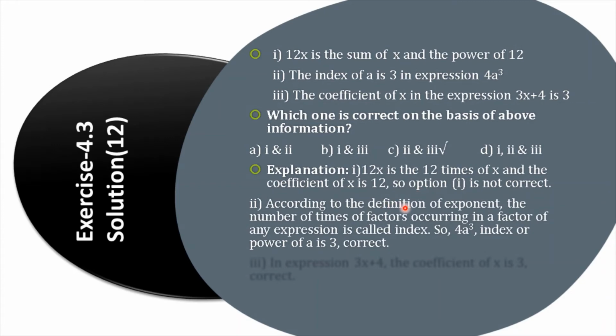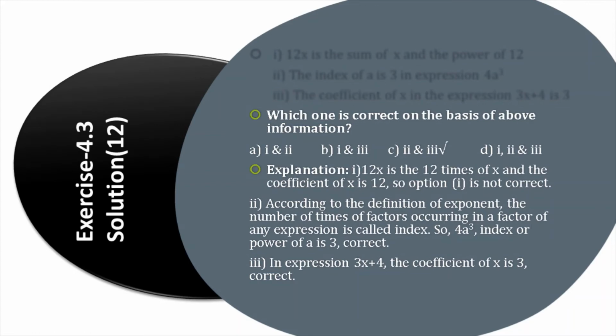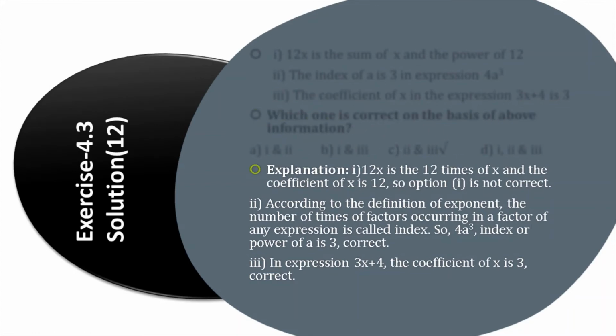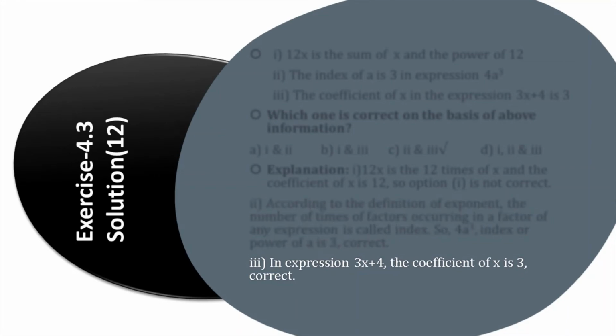Let us see number 2. According to the definition of exponent, the number of times a factor occurs in any expression is called the index. As you know the definition of index, so in 4a cube, the index or power of a is 3. That is correct, my dear. Number 3, in the expression 3x plus 4, the coefficient of x is 3. That is also correct, because 3 is multiplied with the variable x. So my dear students, this is question number 12, and the answer will be 2 and 3, because the coefficient of x is 12, there is no power of x that is 12.